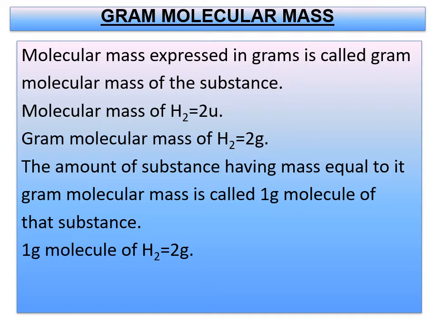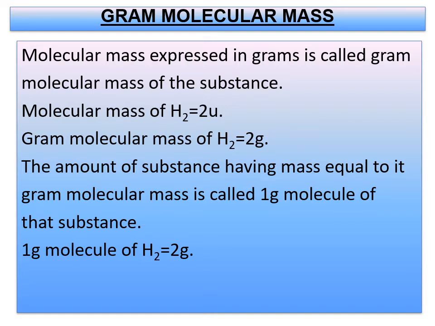Just listen carefully here. The molecular mass of O2 is 32 U, so the gram molecular mass of O2 will be 32 g. Similarly, the molecular mass of H2O: H2 means 2 into the atomic mass of hydrogen, plus the atomic mass of oxygen. 2 plus 16 gives you 18 U, so the gram molecular mass will be 18 g.